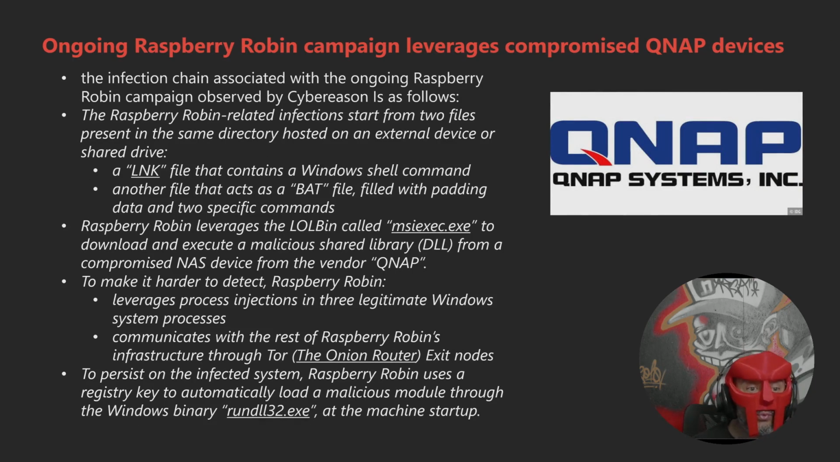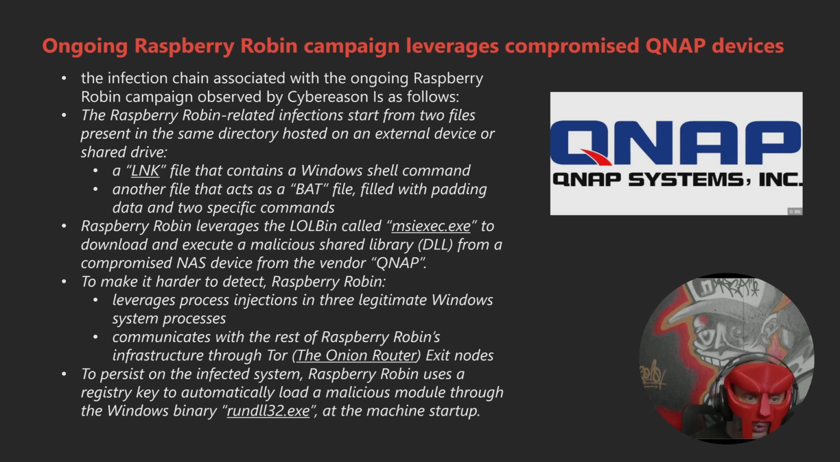The Raspberry Robin related infections start from two files present in the same directory hosted on an external device or shared drive. The link file contains a Windows shell command, and another file acts as a bat file filled with padding data and two specific commands. Raspberry Robin leverages the LOLBin called msiexec.exe to download and execute a malicious shared library from a compromised NAS device from the vendor QNAP.